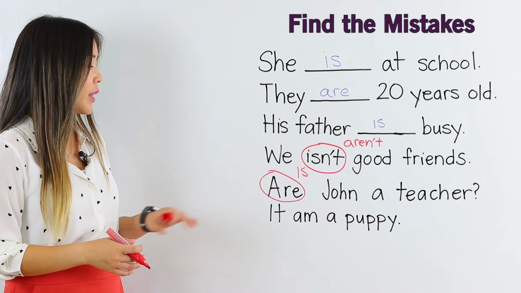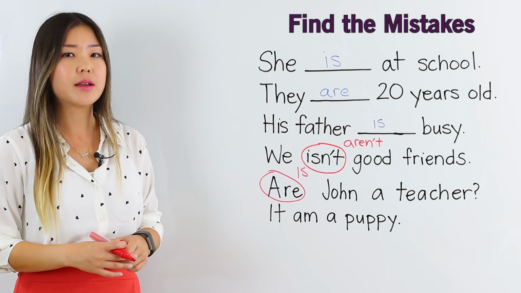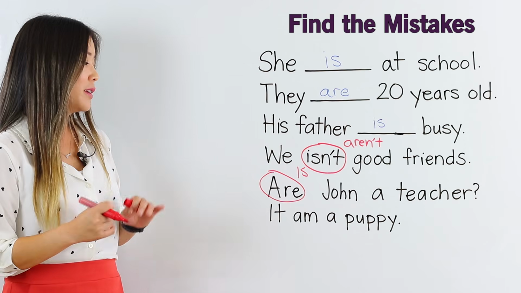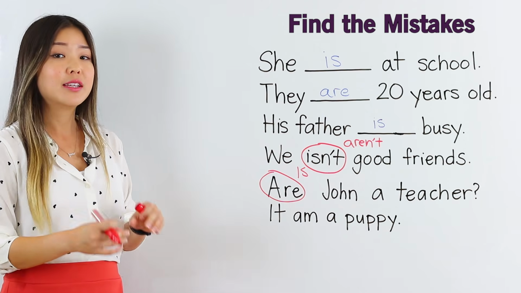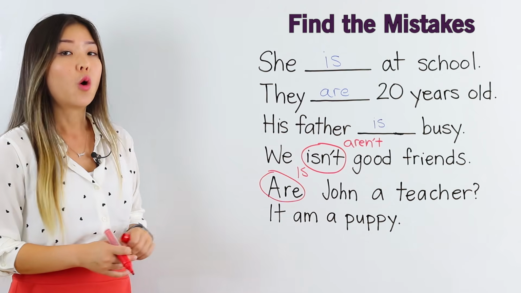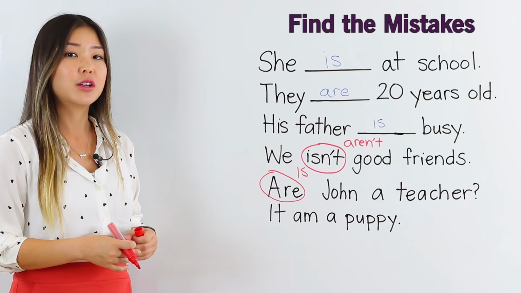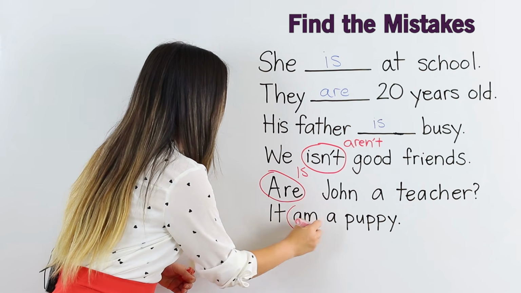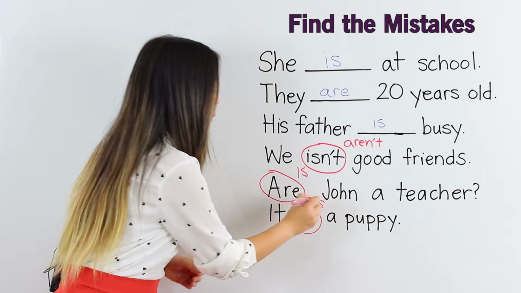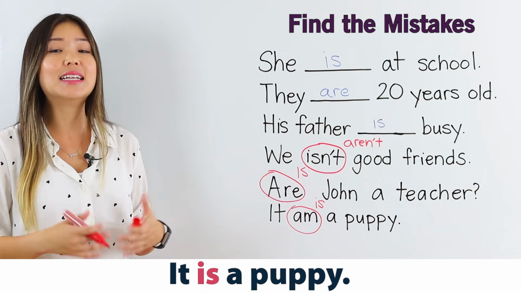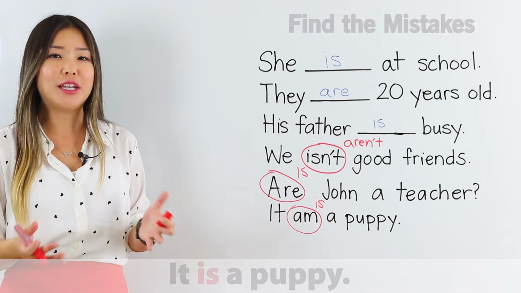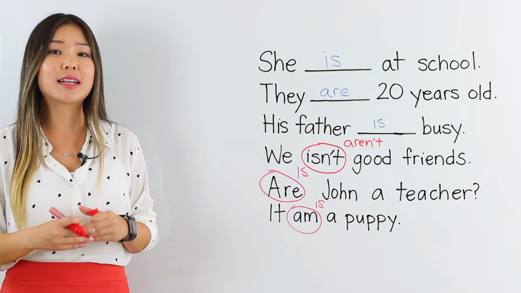And finally, it am a puppy. This one is a big mistake. The subject here is it. What be verb do we use for it? The correct answer is is. So we don't say it am a puppy, we say it is a puppy. Great job, guys. Let's move on to the next checkup.